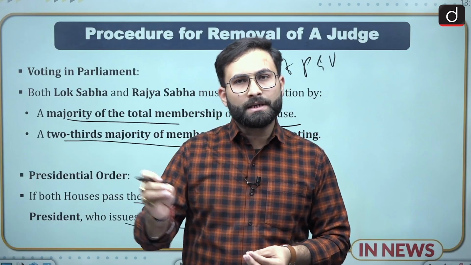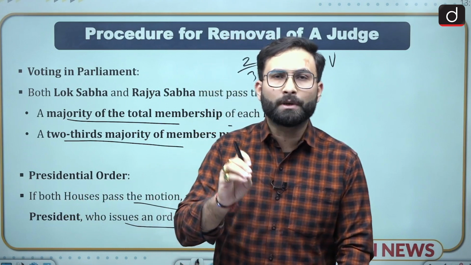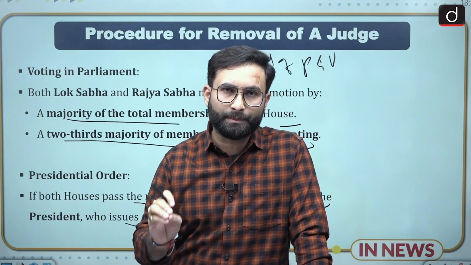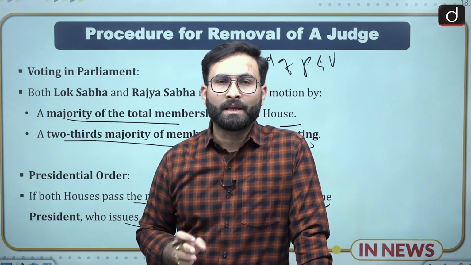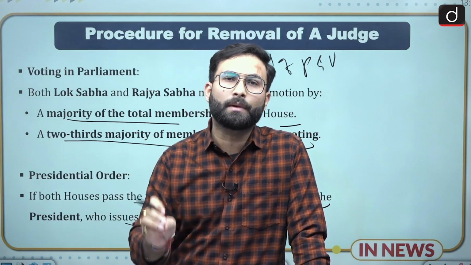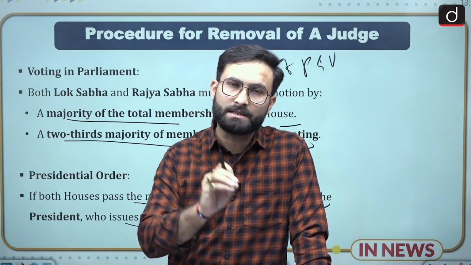That proceeding will be initiated in either house of the parliament, be it Lok Sabha or Rajya Sabha. In Lok Sabha, you will be requiring the support of 100 MPs. In Rajya Sabha, you will be requiring the support of 50 MPs. Then the motion will be presented in front of the chair, and then a special committee will be constituted by the chair of the house. If it is Lok Sabha, then the speaker. If it is Rajya Sabha, then the chairman.